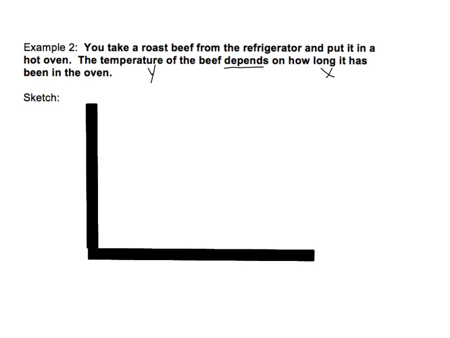Example 2. You take roast beef from the refrigerator, okay, and you put it in a hot oven. So the temperature of the beef depends on how long it has been in the oven. So what we have here is temperature of the beef is our dependent, and how long it's been in the oven is our independent. Okay, so we're going to let this be our temperature. And this is one of those special situations where time is not the dependent.